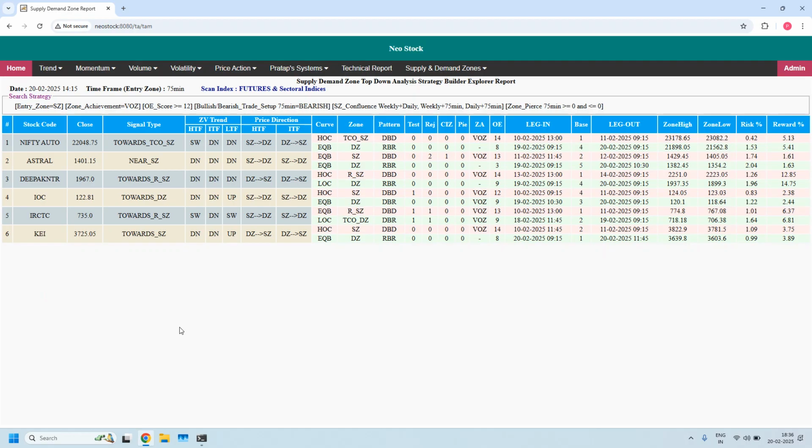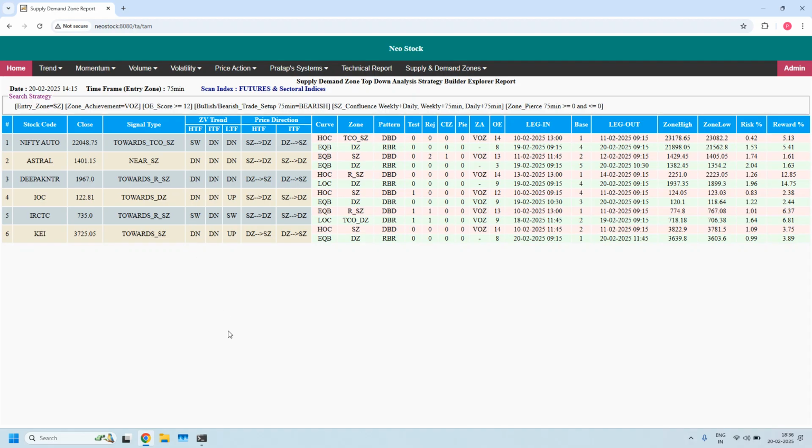That means in these 6 stocks, these 75-minute supply zones are overlapped with the daily supply zone, and both together again overlapped with the weekly supply zone. And the weekly trend is down in 4 stocks. Second, third, fourth and sixth.